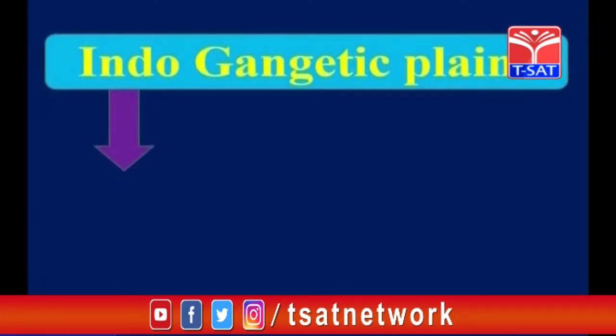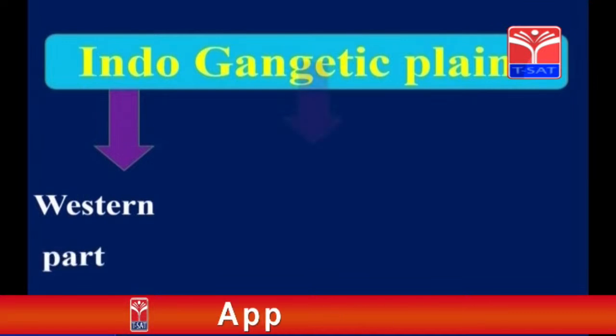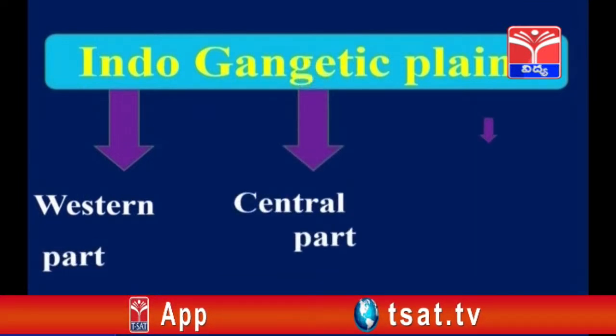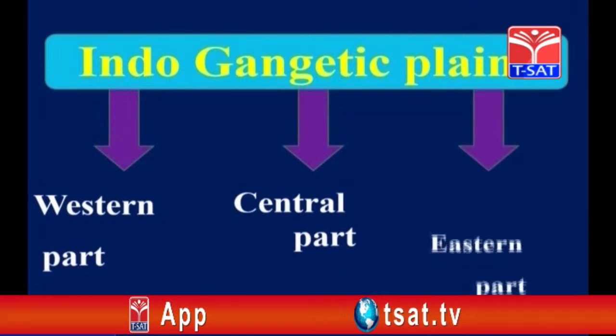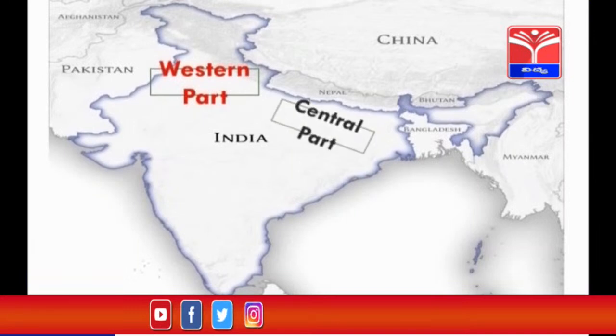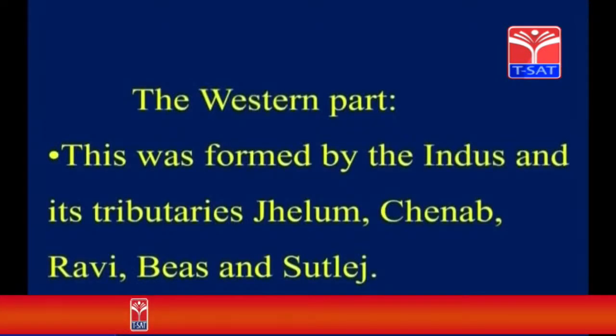Now let us see about the Indo-Gangetic plain. The Indo-Gangetic plain is divided into three categories. The first one is the western part, the second one is the central part, and the third one is the eastern part. In the map you can see the western part, the central part, and this is the eastern part. Now let us discuss this.